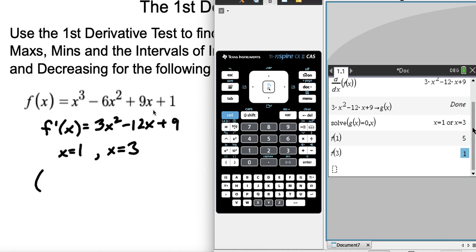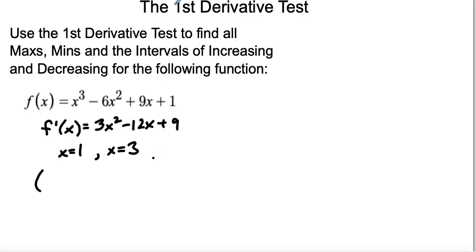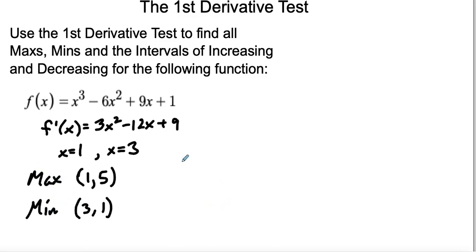You can just think about which one has the higher y value. In this case, if there's only two maxes and mins, then one has to be a max and one has to be a min. So if I'm thinking about that, well, we have (1, 5), and then we have (3, 1). Well, the higher y value is 5, so that's going to be our max, and then our min is going to be at (3, 1).